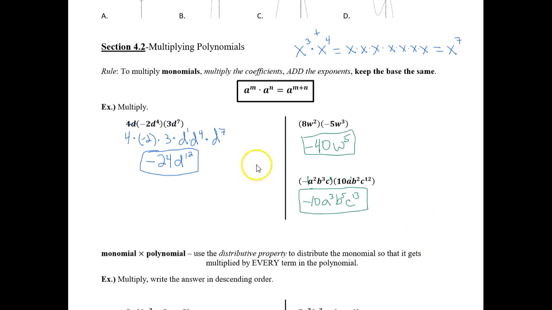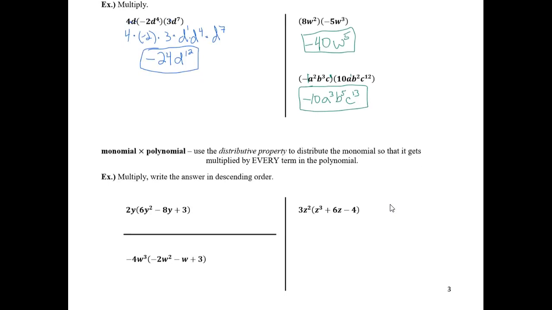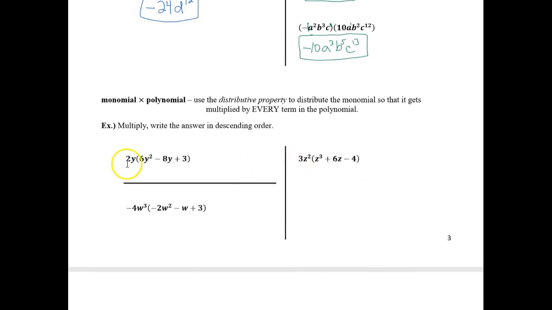Alright, so that's one term being multiplied by one term, versus here I have a monomial being multiplied by a polynomial. So one term being multiplied by many terms. The way we simplify this is by distributing. So whatever is being multiplied has to be distributed to every term inside the parenthesis. For example, I'll take 2y times 6y squared. So starting with the coefficients, 2 times 6 is 12, and then y times y squared would be y cubed.